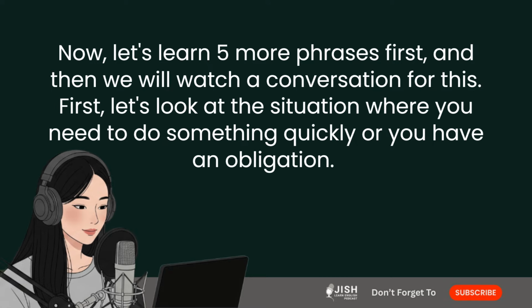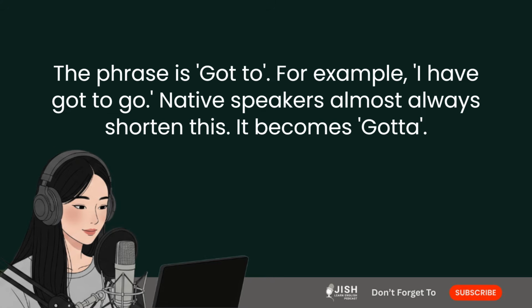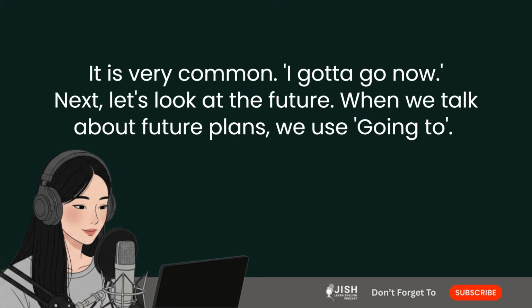Now, let's learn 5 more phrases first, and then we will watch a conversation for this. First, let's look at the situation when you need to do something quickly or you have an obligation. The phrase is got to. For example, I have got to go. Native speakers almost always shorten this. It becomes gotta. It is very common.